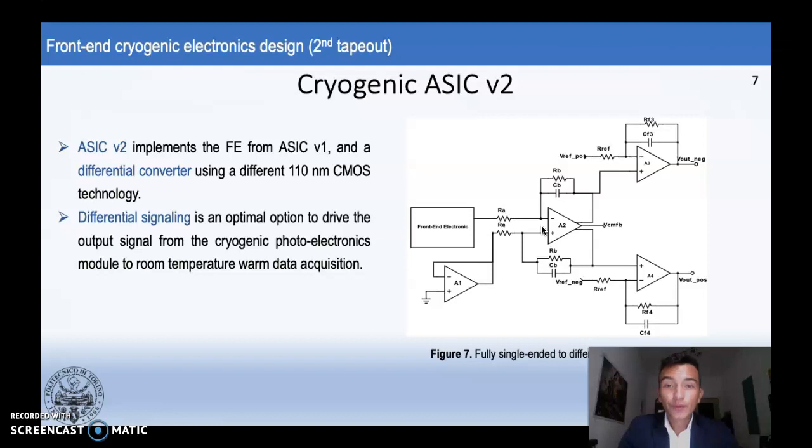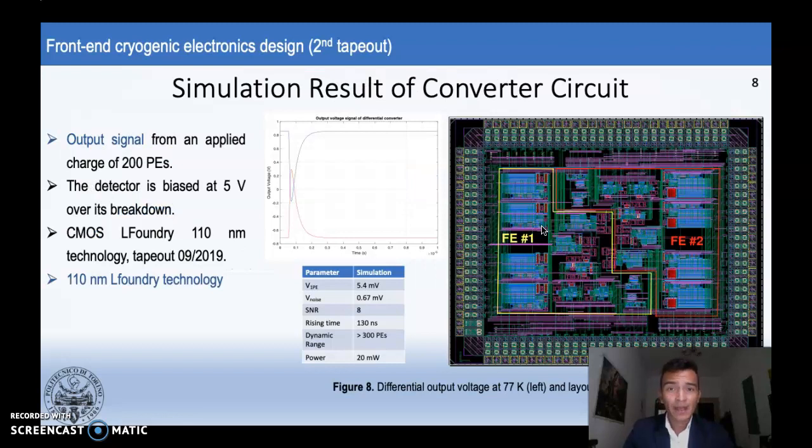Furthermore, in order to improve the reliability of the experiments, we proposed to the collaboration a new prototype with differential output signals instead of single-ended signals. Differential signaling allows the output signal to be driven from the cryogenic environment to the warm data acquisition system by cabling instead of optical fiber, because the optical fiber could suffer some damage due to the low temperature and reduce the reliability of the experiments.